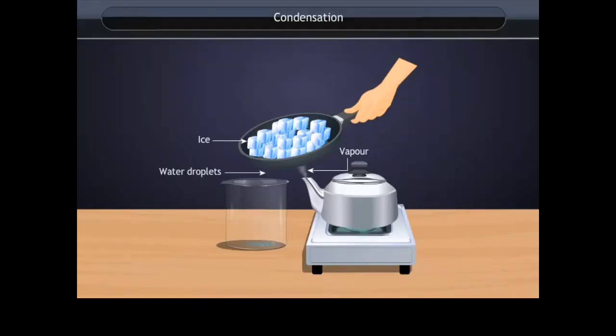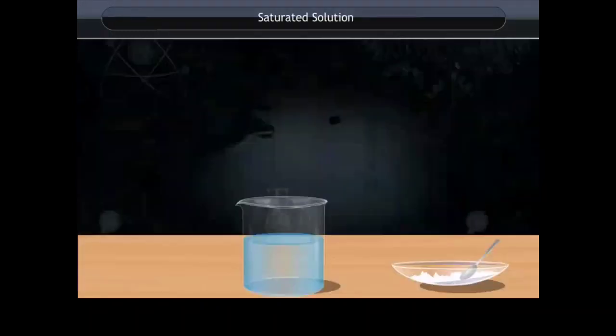When the steam comes in contact with the metal plate cooled with ice, it condenses and forms liquid water. The water drops that you observed falling from the plate were due to condensation of steam.